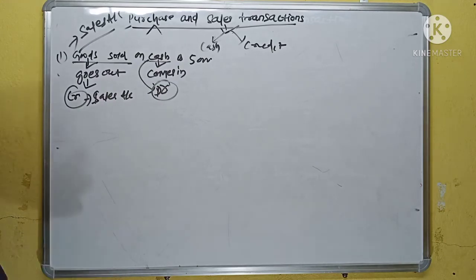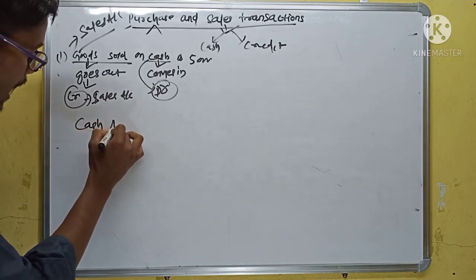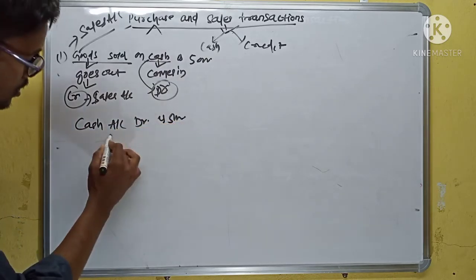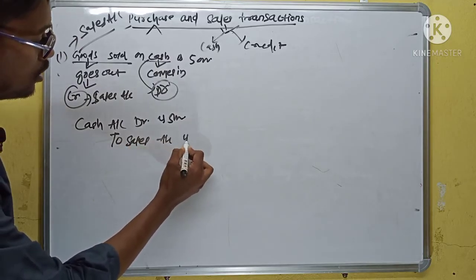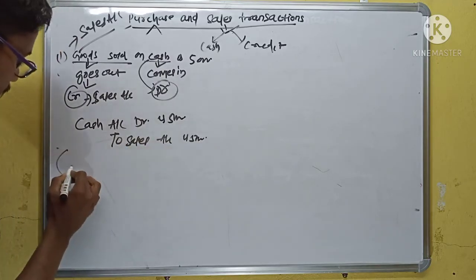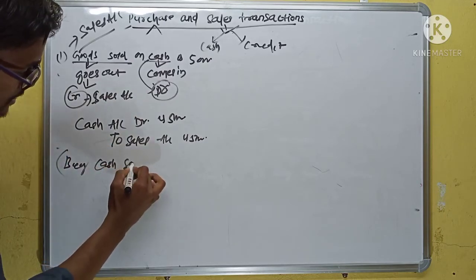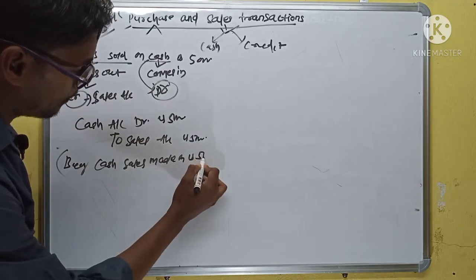And the journal entry of cash sales, that is: cash account debit rupees 5,000 to sales account rupees 5,000, and give a narration, being cash sales made on rupees 5,000.